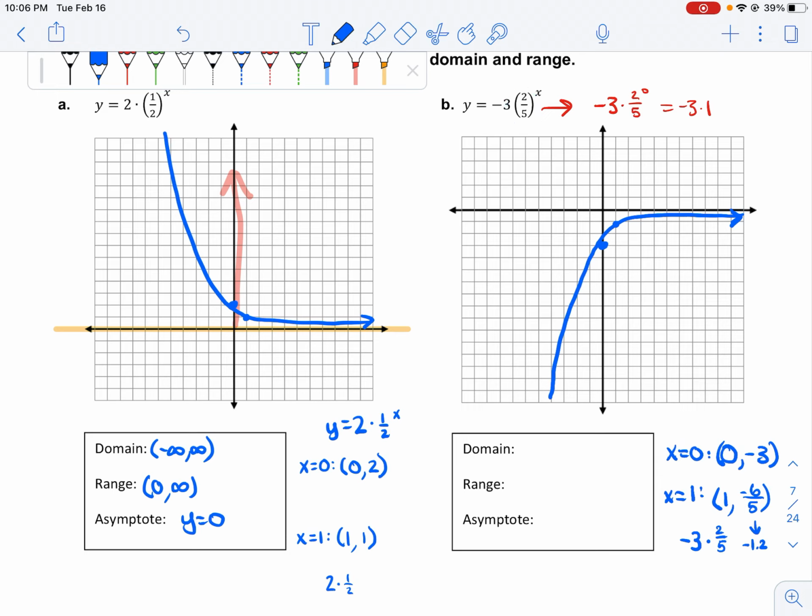But in terms of our domain, it's still -infinity to infinity, and our range is, now careful here, this is flipped. It starts at -infinity up to our asymptote, which is 0. So this is that flipped one where it's -infinity to 0. That's always going to be the case when you have it flipped over, so when your a is negative. And then the asymptote is y equals 0.